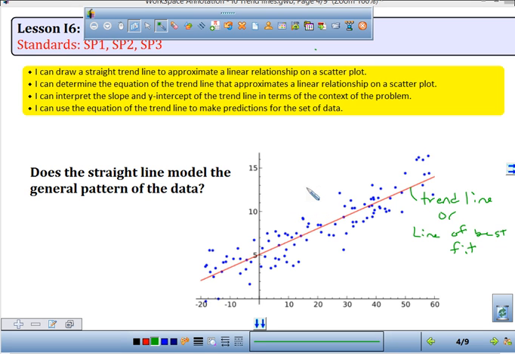Any questions so far? Notice how it's right in the middle of all the points. And it's a straight line. It does not curve.